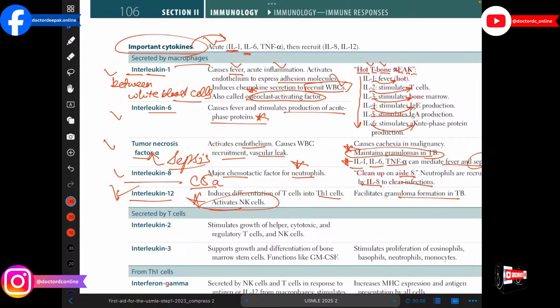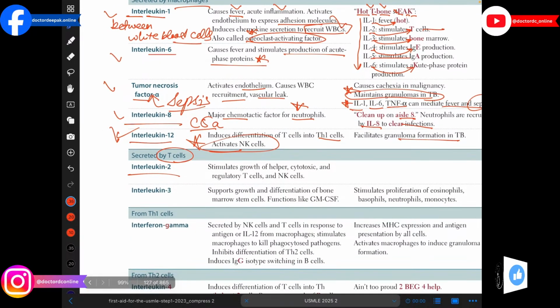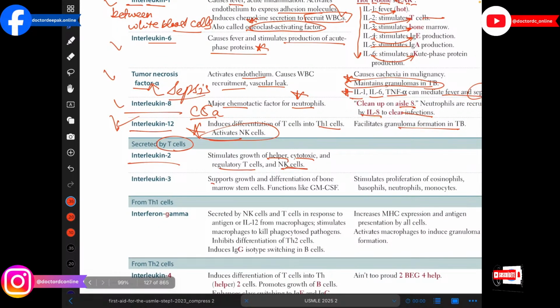Now we go to the interleukins secreted by T cells, that is interleukin 2. We know it stimulates the T cell. It stimulates the growth of helper, cytotoxic and regulatory T cells and natural killer cells. Interleukin 3 supports the growth and differentiation of bone marrow stem cells and functions like GM-CSF. It stimulates the proliferation of eosinophils, basophils, neutrophils, and monocytes.